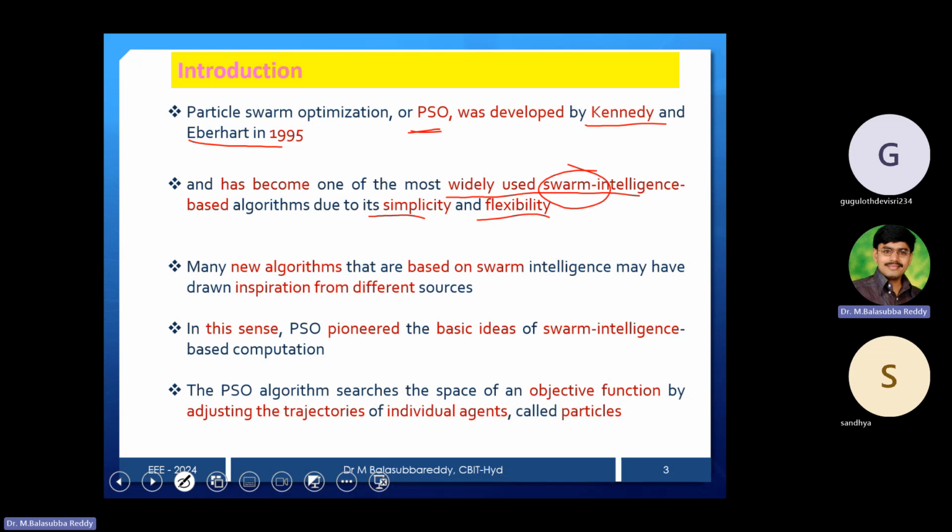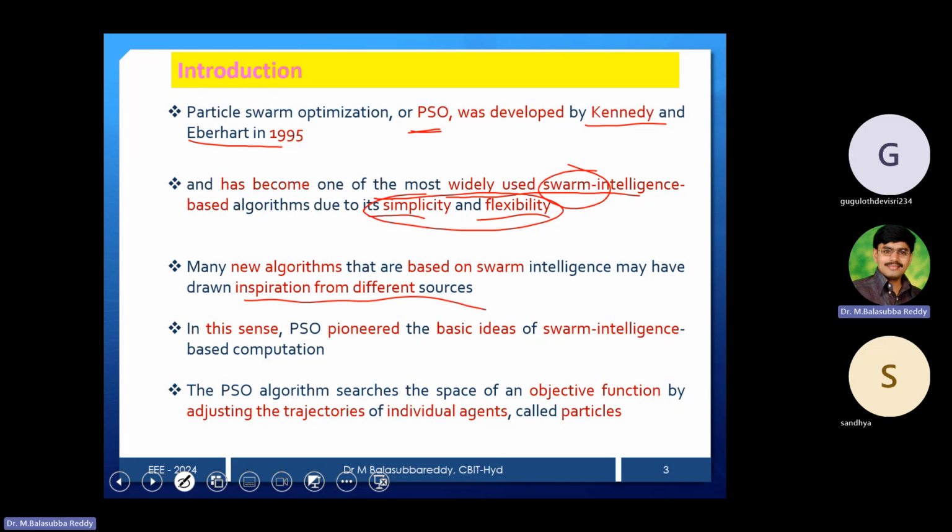Many new algorithms that are based on swarm intelligence may have drawn inspiration from different sources. That's what I mentioned: because of this simplicity and flexibility in PSO, many algorithms were later developed, as I said, cuckoo search algorithm, cat algorithm, like that. Many kinds of algorithms have used this as a basic intelligence, with inspiration from different sources. In this sense, PSO pioneered the basic ideas of swarm intelligence based computation.